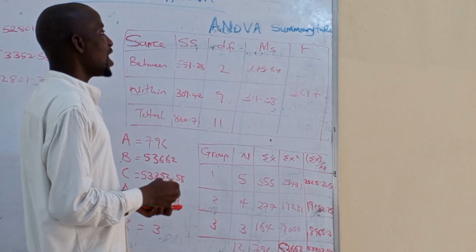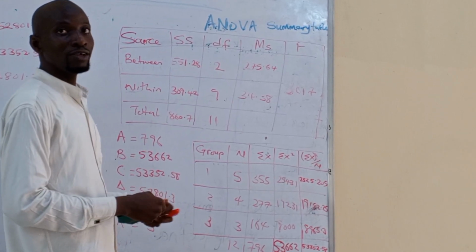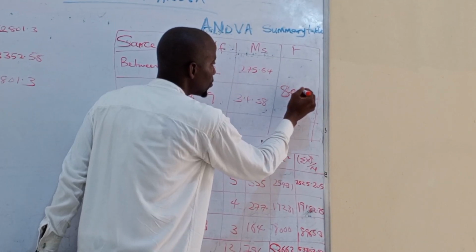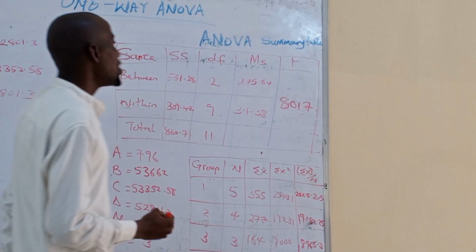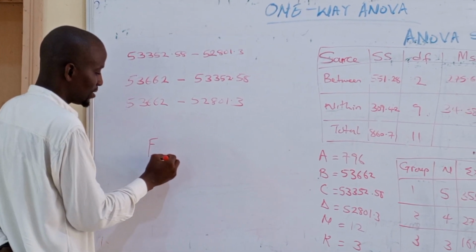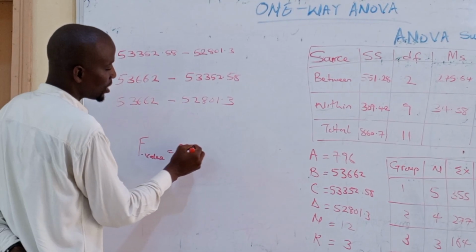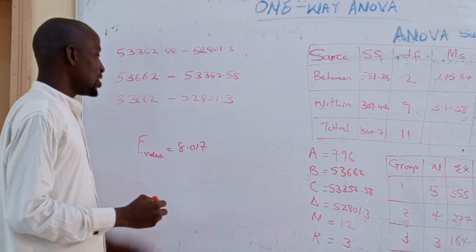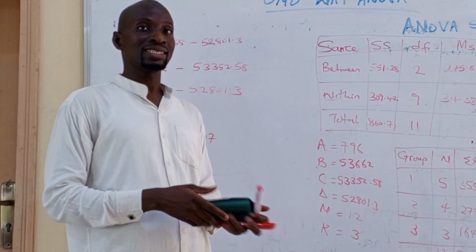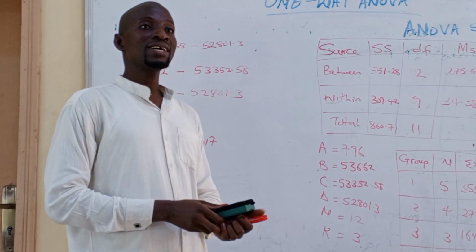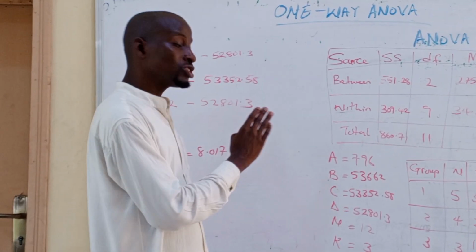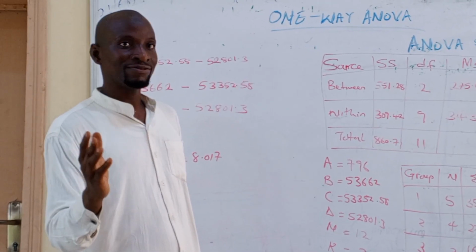8.017. Our F value, which is the value of the ANOVA, is 8.017. If you are to now test your hypothesis that you have initially stated, that there is no significant difference in the performance of the students based on their mode of entry, direct entry, UTME, and transfer.